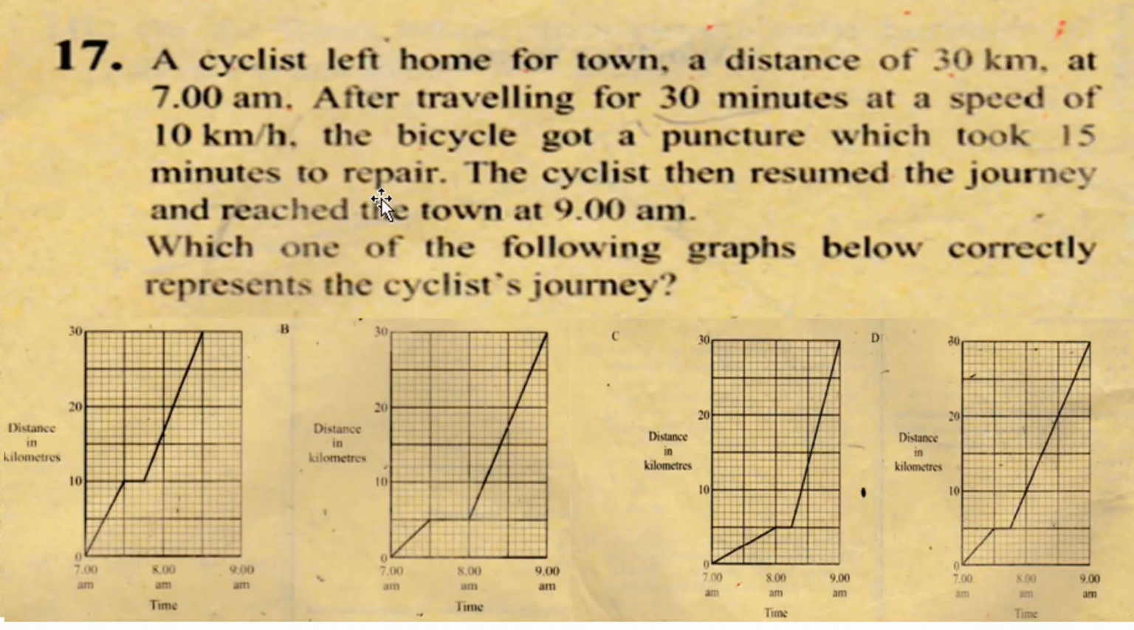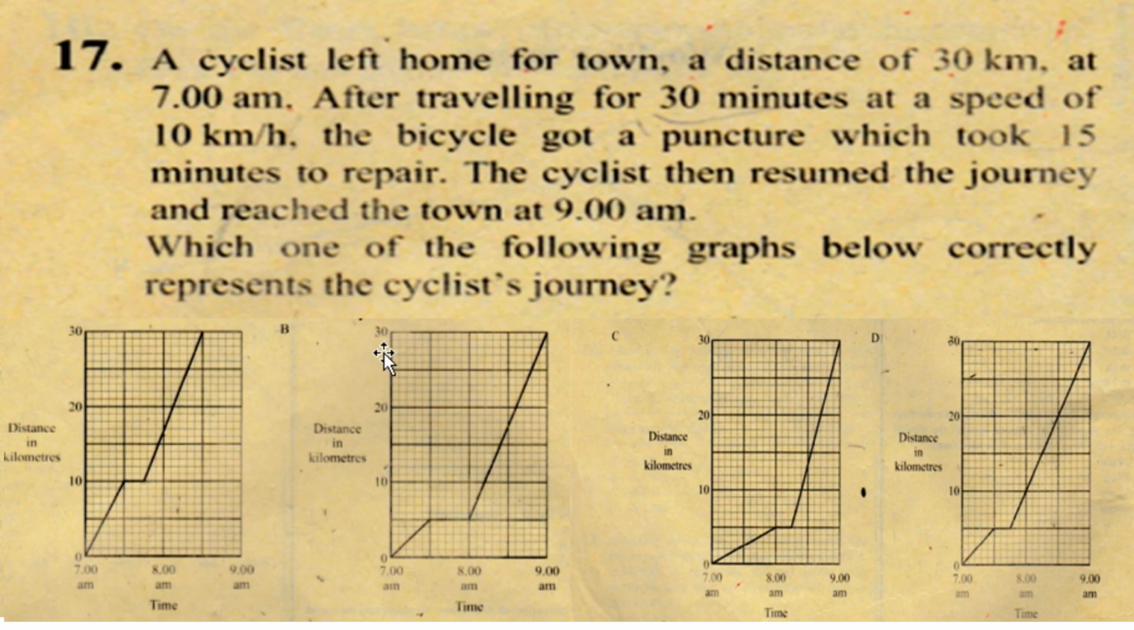A cyclist left home for town a distance of 30 kilometers at 7 a.m. After traveling for 30 minutes at a speed of 10 kilometers per hour, the bicycle got a puncture which took 15 minutes to repair. The cyclist then resumed the journey and reached the town at 9 a.m. Which of the following graphs below correctly represents the cyclist's journey?